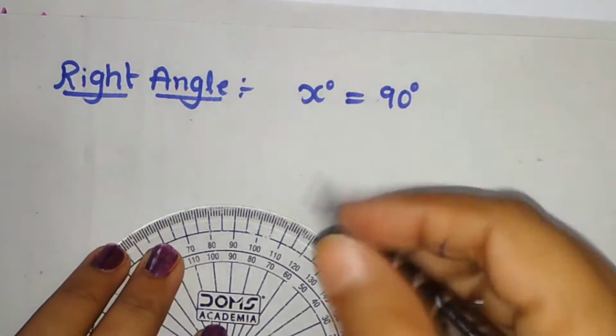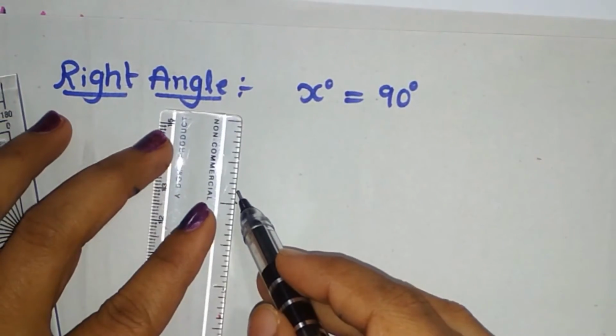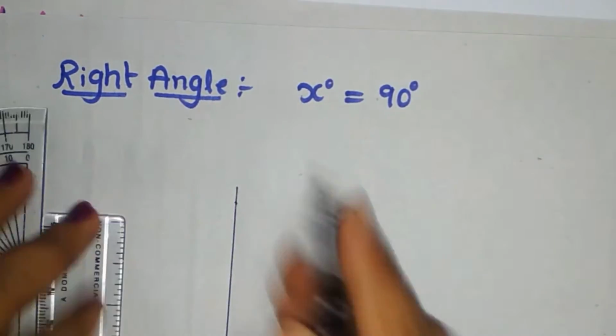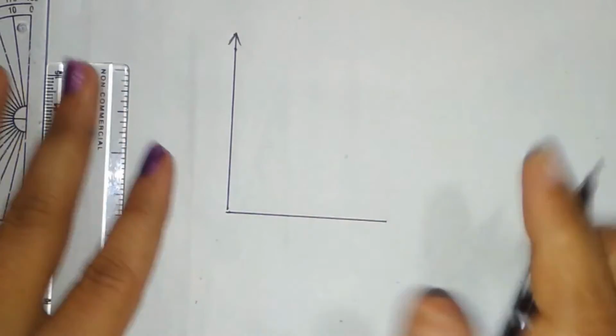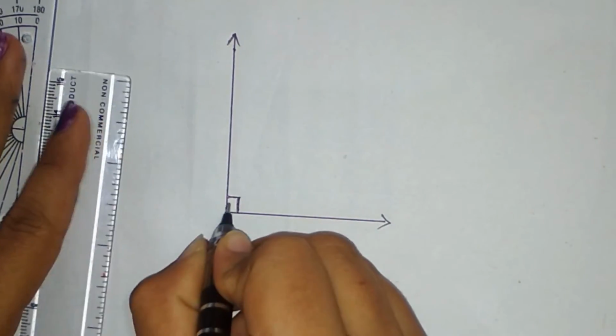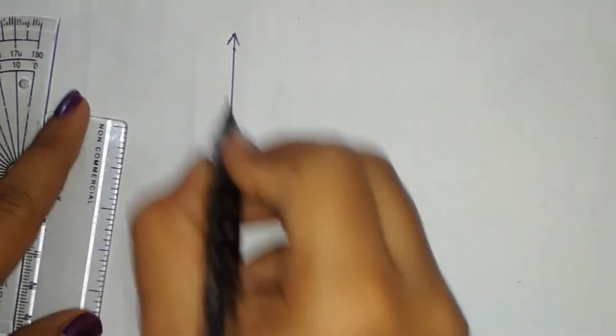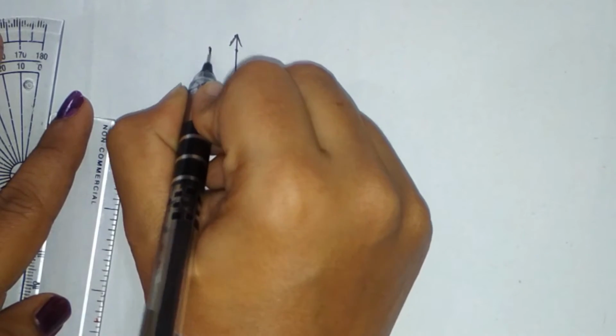Whichever angle measures exactly 90 degrees is the example for a right angle. Here you can see one example, and a 90 degree angle is always marked like this. This is the angle I am going to name DEF.